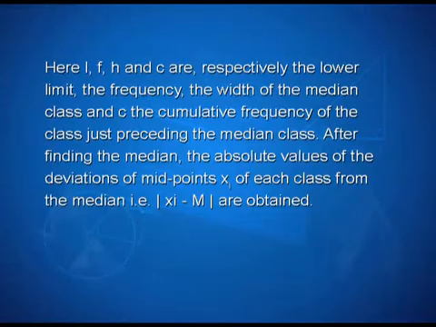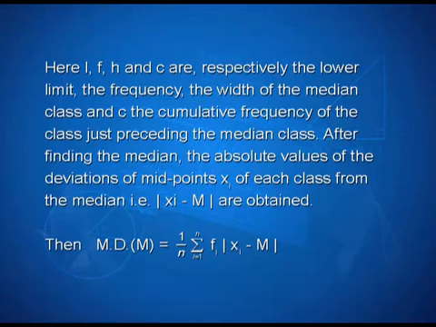After finding the median, the absolute values of the deviations of the midpoints xi of each class from the median, that is the absolute value of xi minus M, are obtained. Then the mean deviation about the median is calculated as 1 upon n into the summation, i ranging from 1 to n, of fi into the absolute value of xi minus M. Now, let us solve an example to understand this.